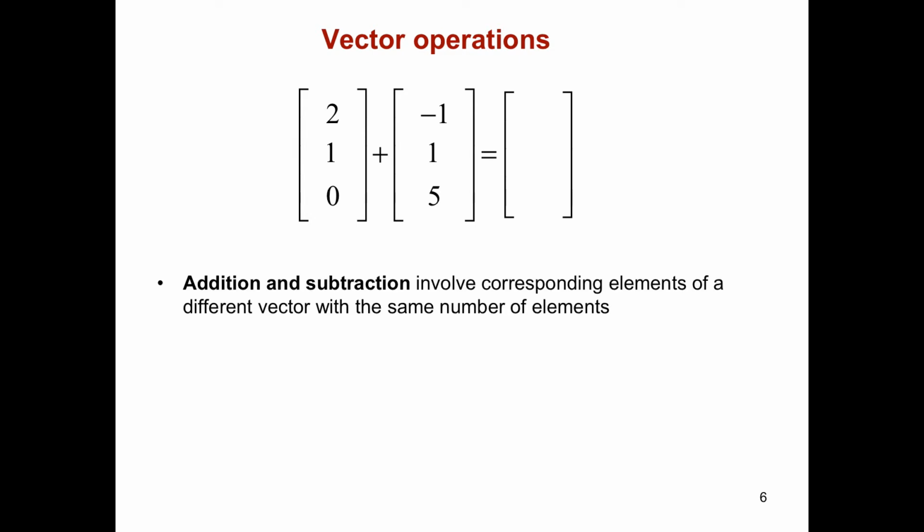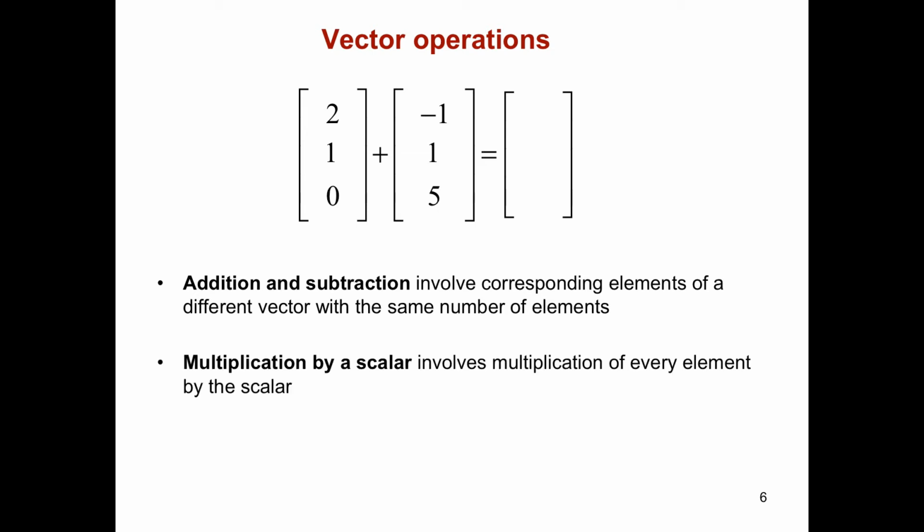So essentially, addition and subtraction happen naturally, and you involve corresponding elements and perform either the addition or subtraction on the scalars that you find in those locations. Now, if I was to multiply one of these vectors with a scalar, let's say that I want to multiply this vector 2, 1, 0 by 2, how would I do that?